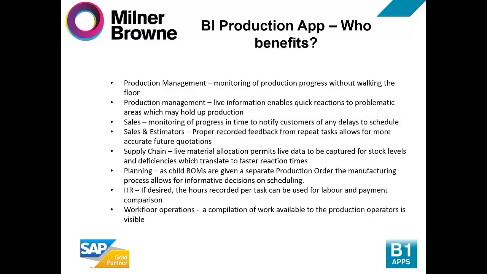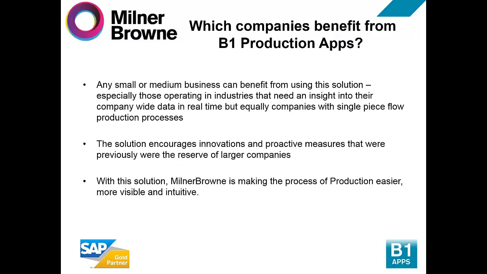And obviously worker operations is going to benefit here, as a compilation of work available to the production operators is visible. So again, showing you the workflow console, you can see what work is actually available to the different elements. So you don't have a list of 20, 30, 40 tasks. You can see what tasks are available to you live, if that's the way you want to use it.